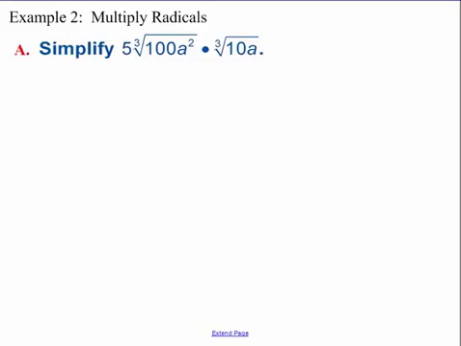So in this example, we need to simplify where we have two radicals where we're going to be multiplying them together. So take the 5 and just leave that outside. And now we're looking at the cube root of a few things. 100 times 10 is 1,000. Then I have an a squared times an a, that's going to get me a to the 3rd power.